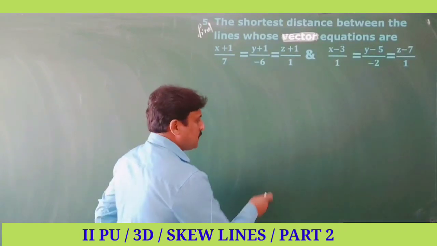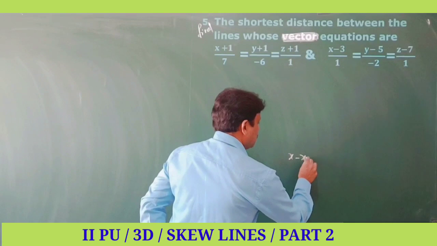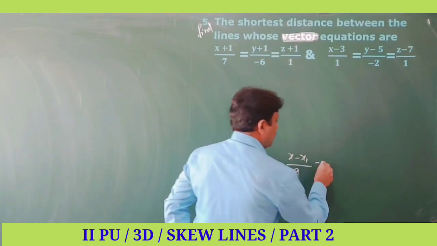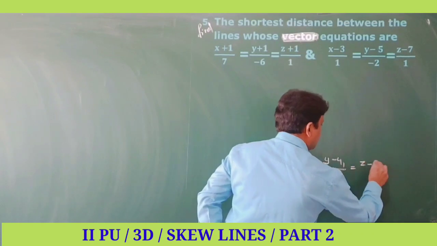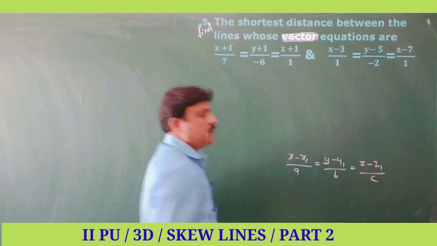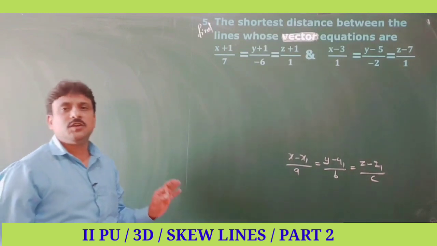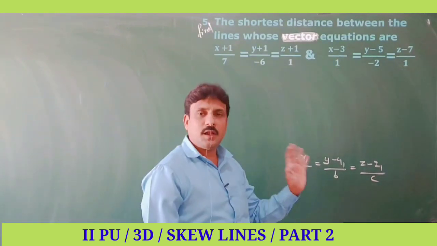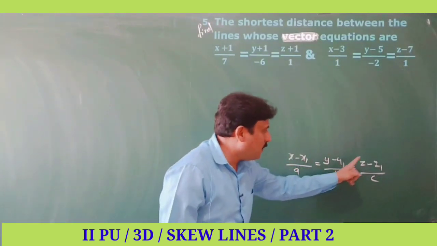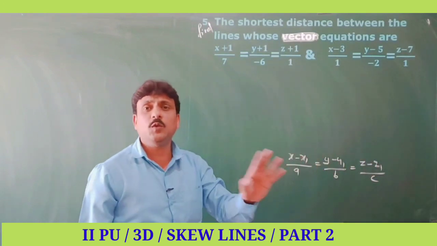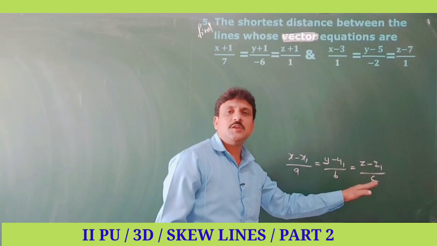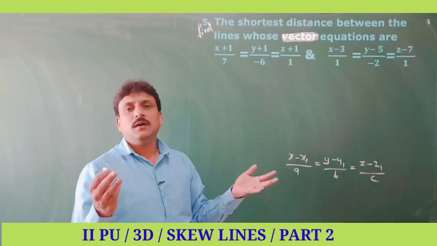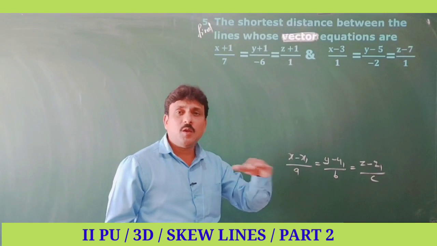The standard form is right here: x minus x1 by a equals y minus y1 by b equals z minus z1 by c. This is the Cartesian form of the equation of a line, correct? Here x1, y1, z1 is the first point, and a, b, c are the direction ratios of the line, meaning the direction ratios of the parallel vector.